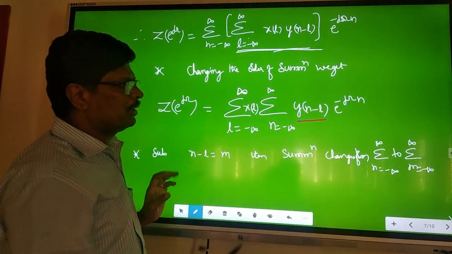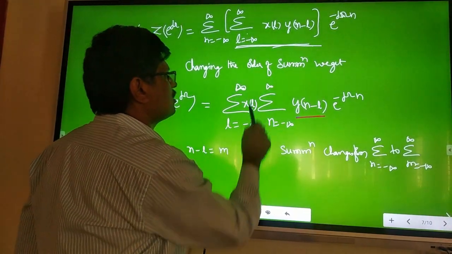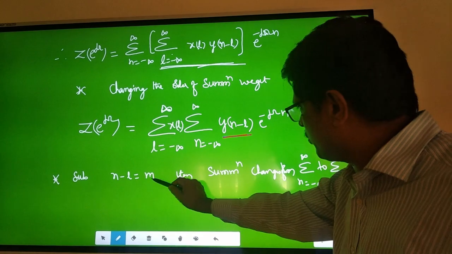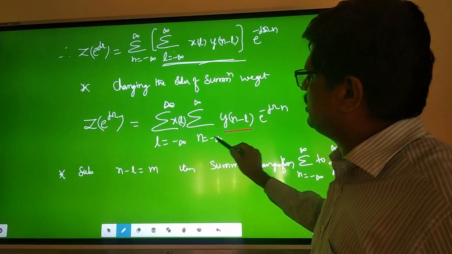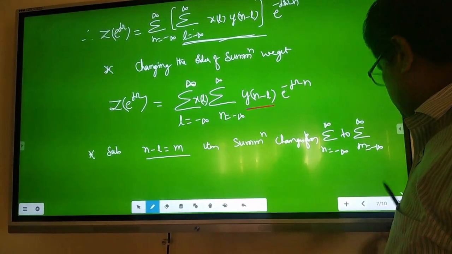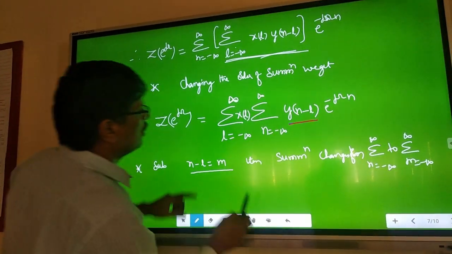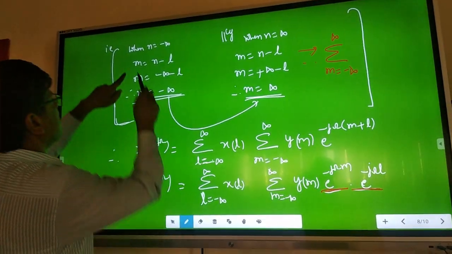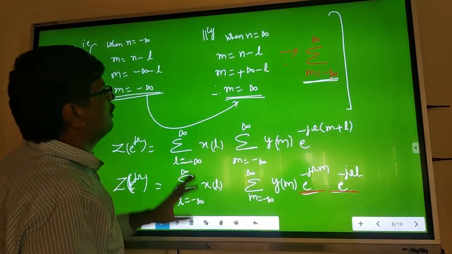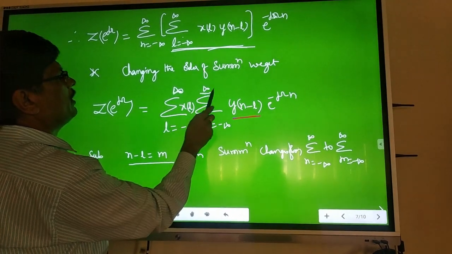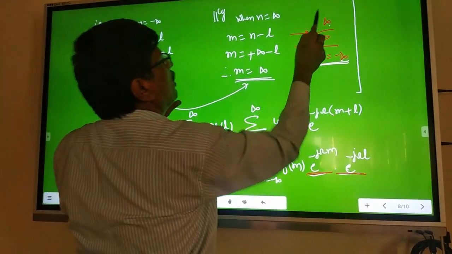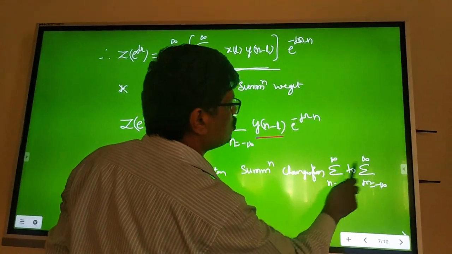Now, substitute n minus l as m. When you do that, the summation changes for the second summation, from n equals minus infinity to plus infinity to m equals minus infinity to plus infinity. Very, very important. How am I getting this? When n is minus infinity, m is equal to n minus l, which is minus infinity minus l, so m is minus infinity. Similarly, when n is plus infinity, m is equal to plus infinity minus l, so m is plus infinity. That means your upper limit is plus infinity and lower limit is minus infinity. That is how you get this from this.